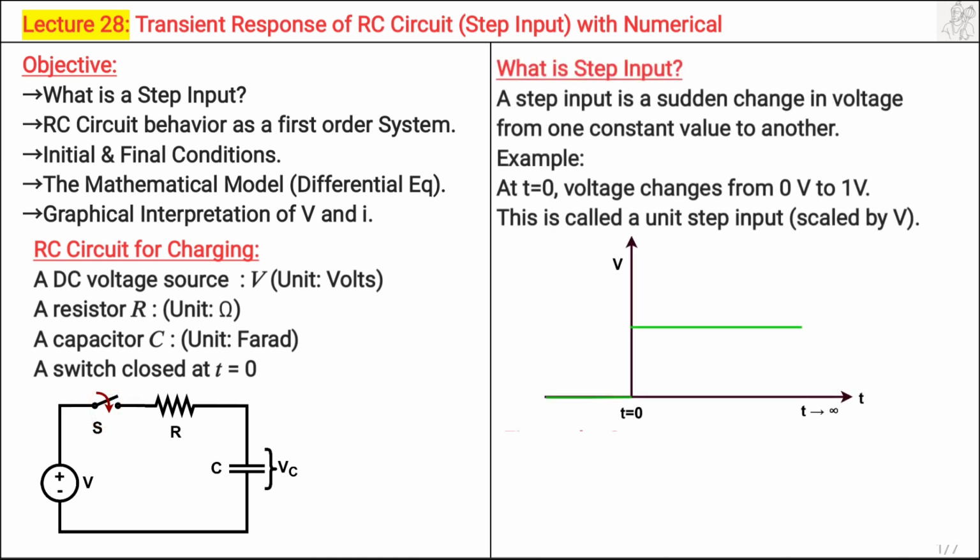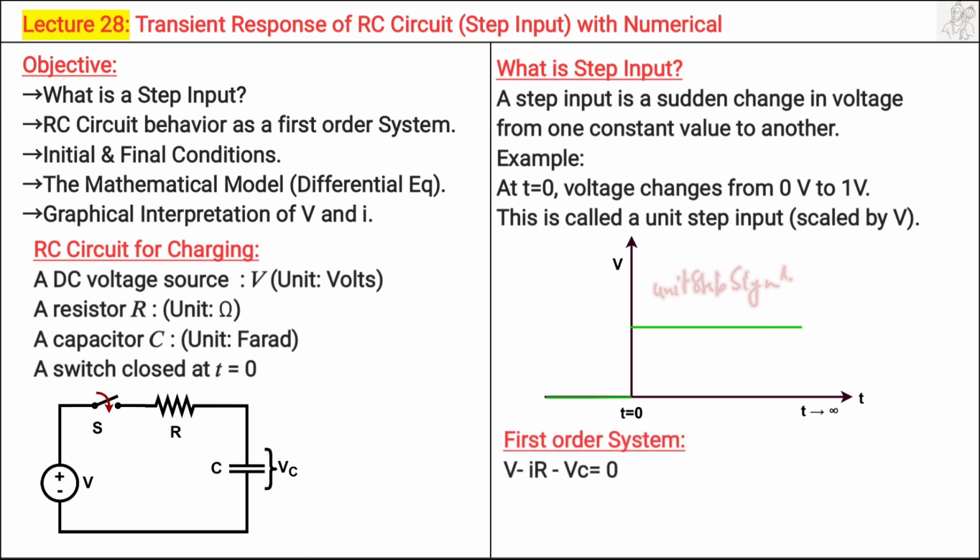So the first step is to understand what is step input. A step input is something which is a sudden change in voltage from one constant value to another. For example, in this case, at time t is equal to 0, voltage changes from value 0 to value 1. So this kind of signal is said to be unit step signal.